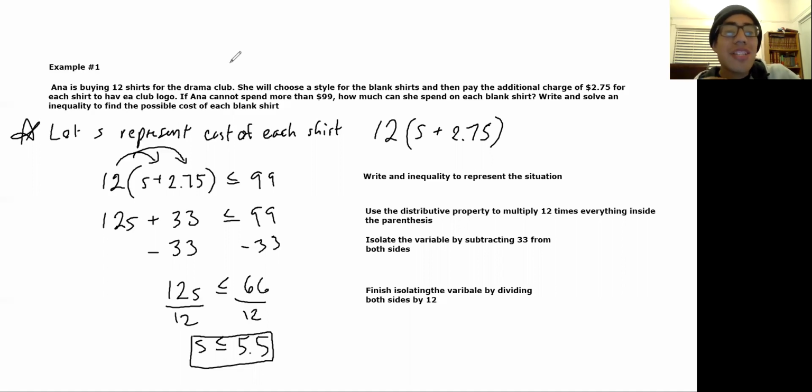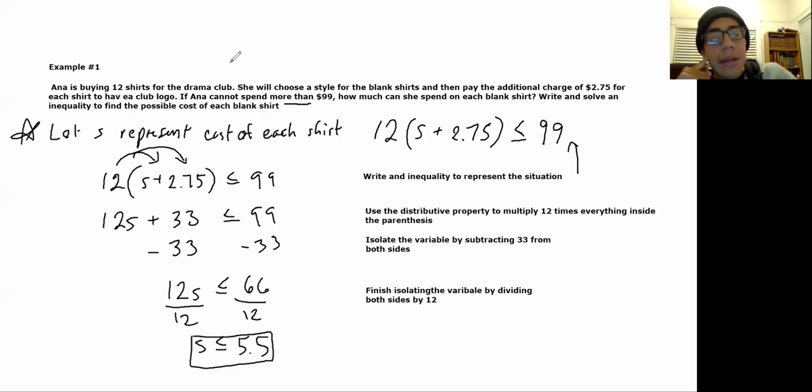Now, it also says that she cannot spend more than, there's that keyword, more than, right? $99. More than suggests this symbol right here, right? It suggests that whatever's to the left of that symbol has to be less than or equal to $99, because she can't spend more than $99. She can definitely spend exactly $99, but she can also spend any amount that's smaller than $99, and that would satisfy this inequality, right? So that's how we came up with the inequality to represent the situation.